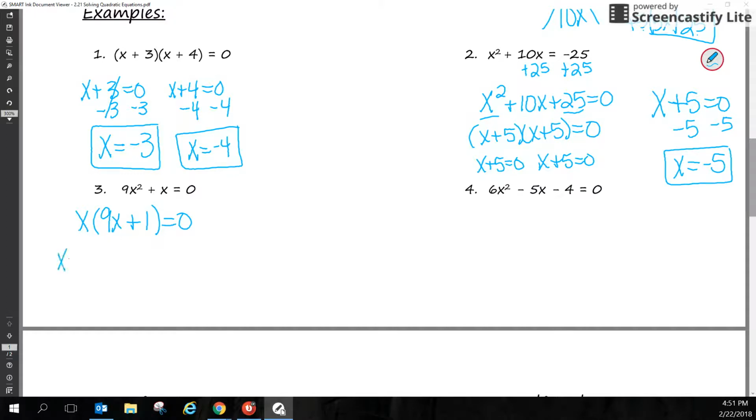So either x equals 0 or 9x plus 1 equals 0. So for our first linear equation, it's already solved for us. There's nothing to do with it. That's one solution.